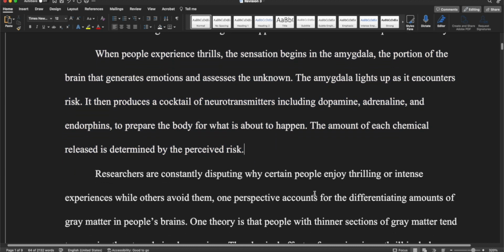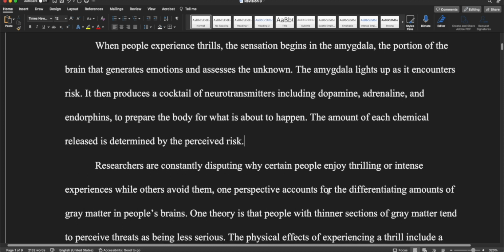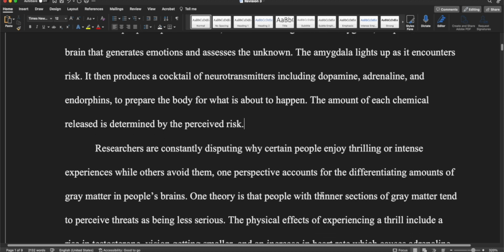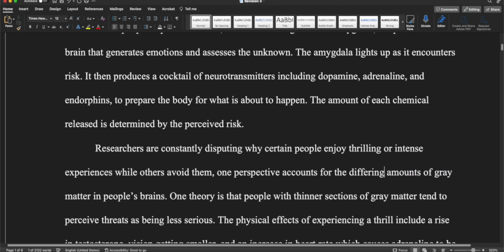Researchers are constantly disputing why certain people enjoy thrilling or intense experiences while others avoid them. One perspective accounts for the differing amounts of gray matter in people's brains. So let's talk about the difference between peoples like this and peoples like this. It should be like this. I'm wrong, I don't know why I did that. Gray matter in people's brains.